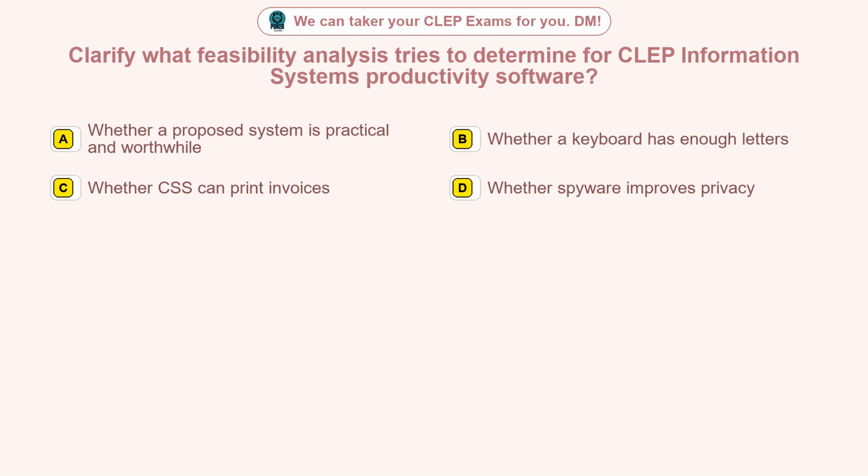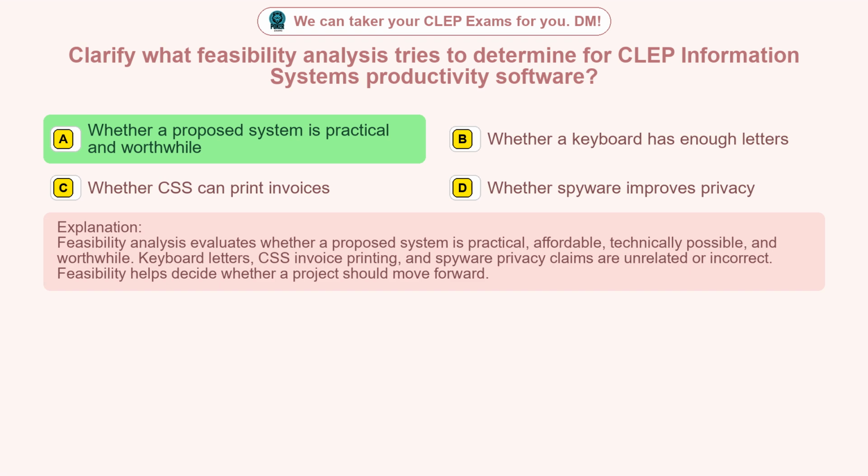Option A. Whether a proposed system is practical and worthwhile. Option B. Whether a keyboard has enough letters. Option C. Whether CSS can print invoices. Option D. Whether spyware improves privacy. The correct answer is Option A. Whether a proposed system is practical and worthwhile.